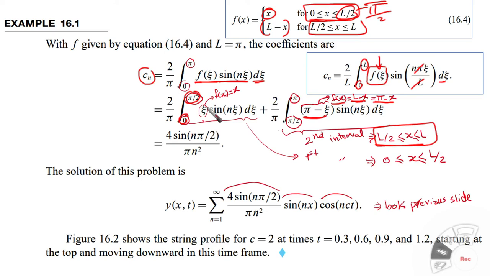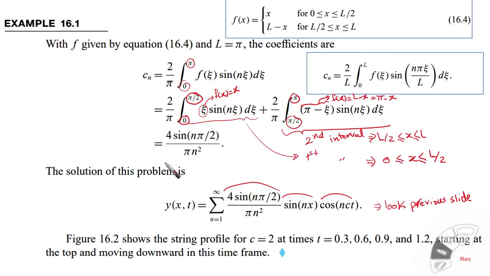And in the first interval, f of x equals x, which means z. And then we are going to multiply by the sine term, sine nz. That's it. So it is going to be sine nz here, and sine nz here. And then we're going to make this integration. Let's clean up everything here. We're going to make the integration, and we end up with the coefficient value. As you can see, it is sine of n pi over 2, over pi n squared, like a constant. It's a coefficient that is going to be used.